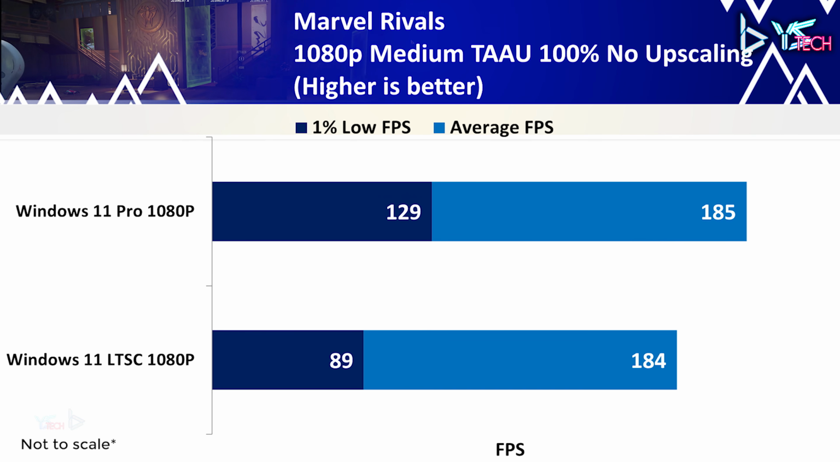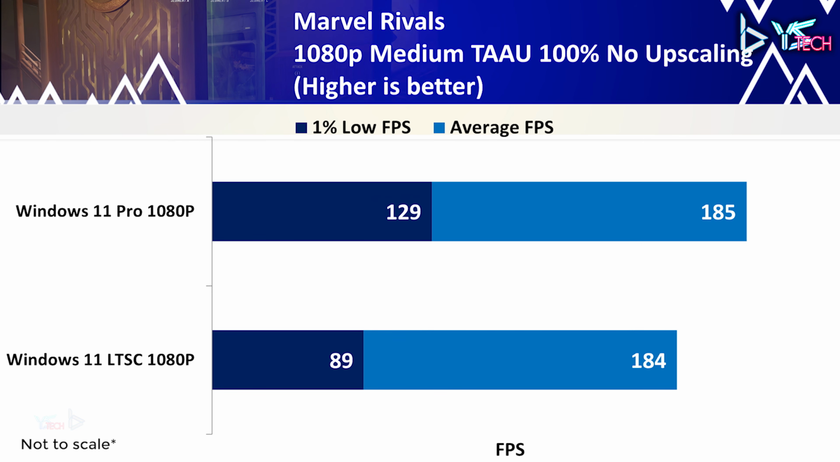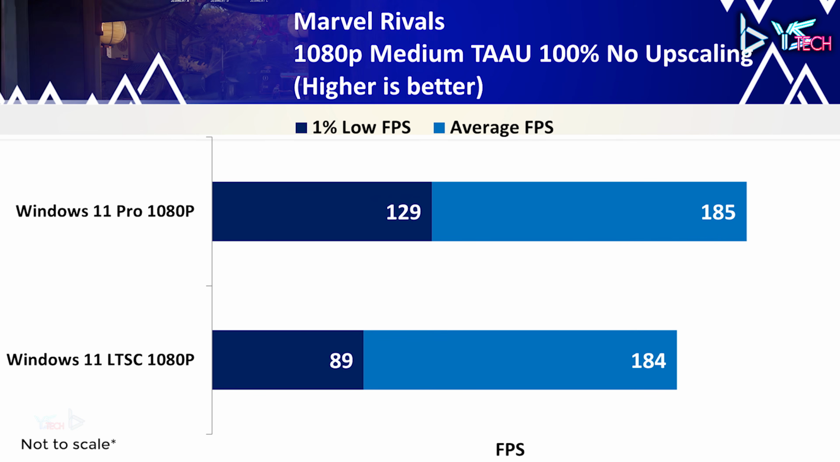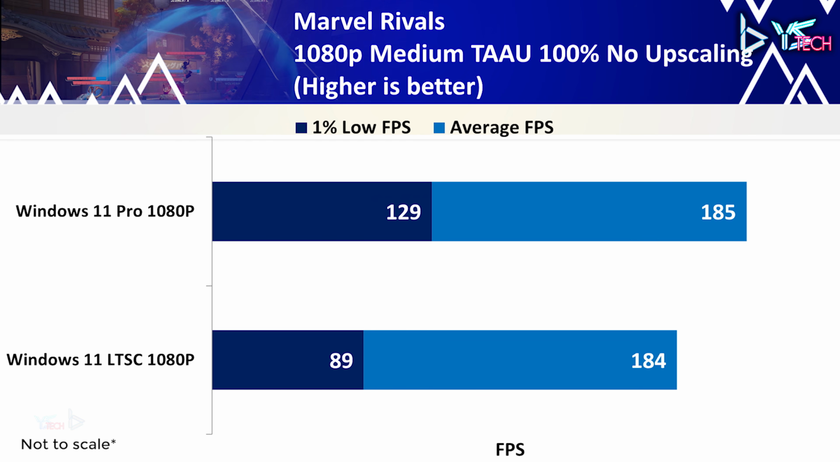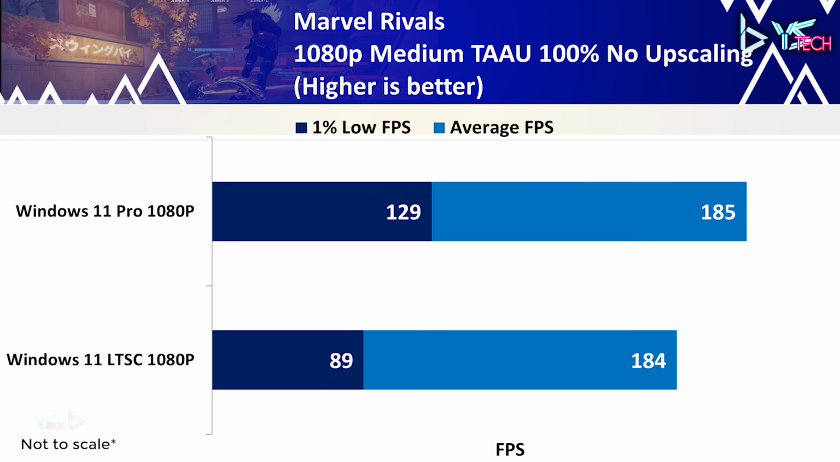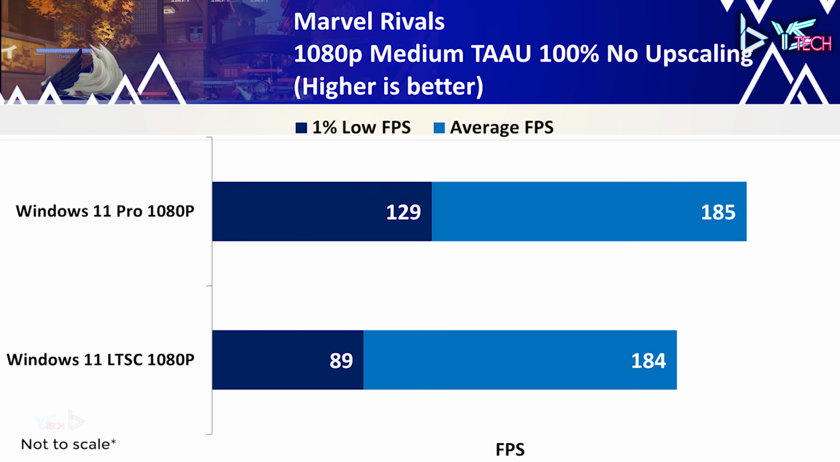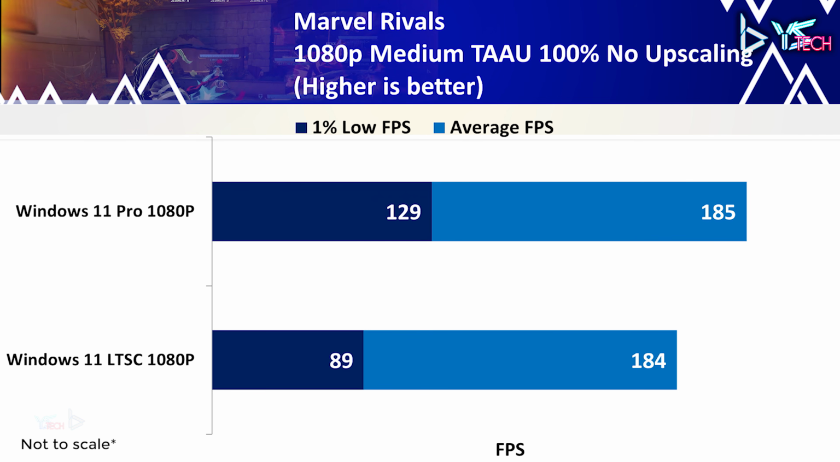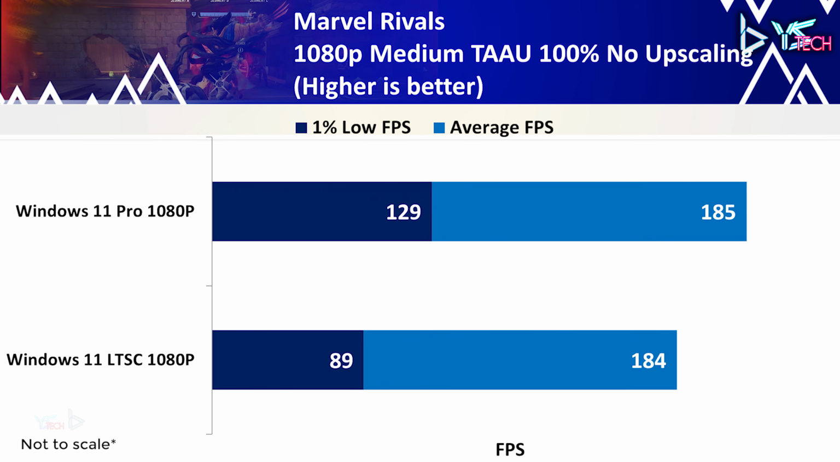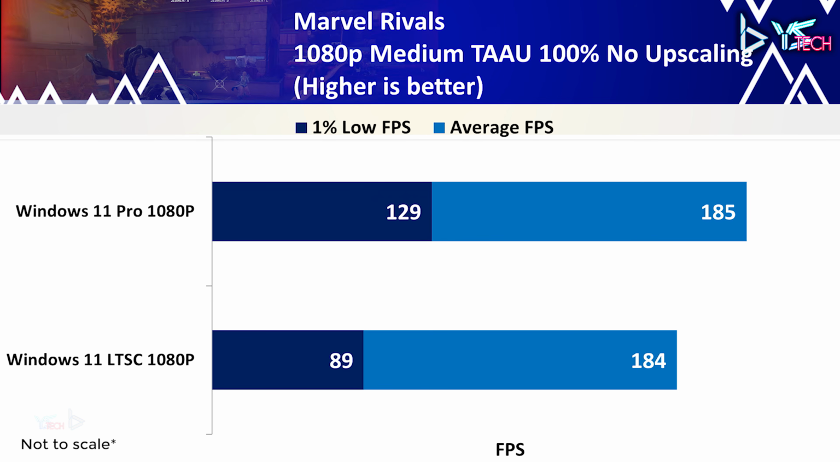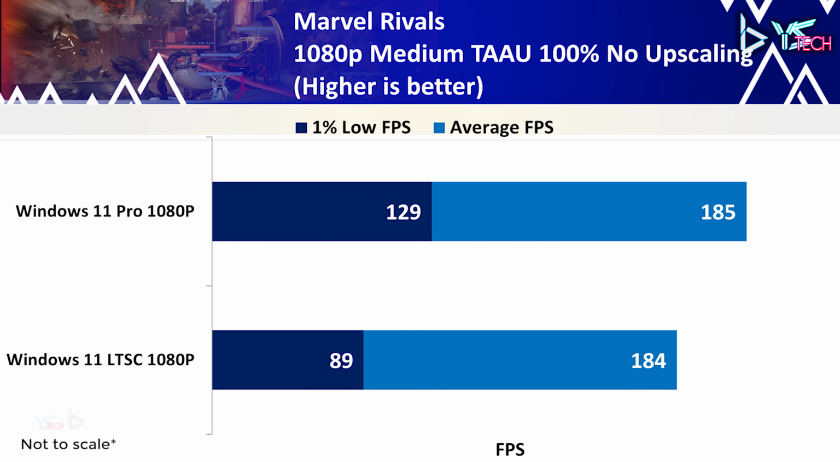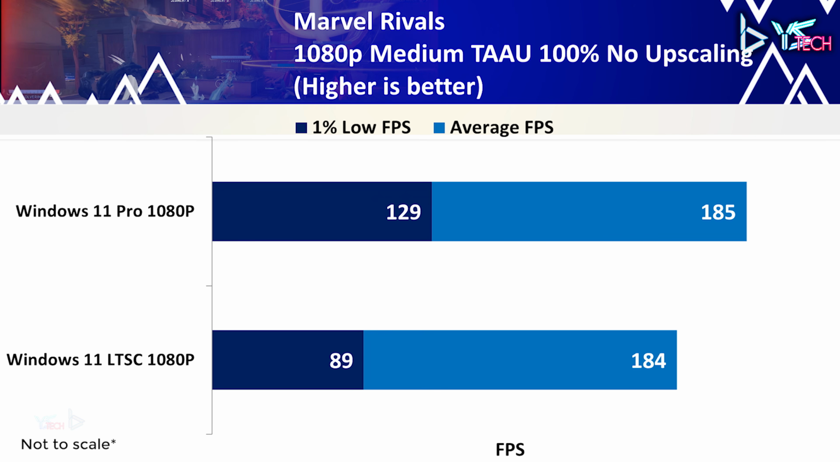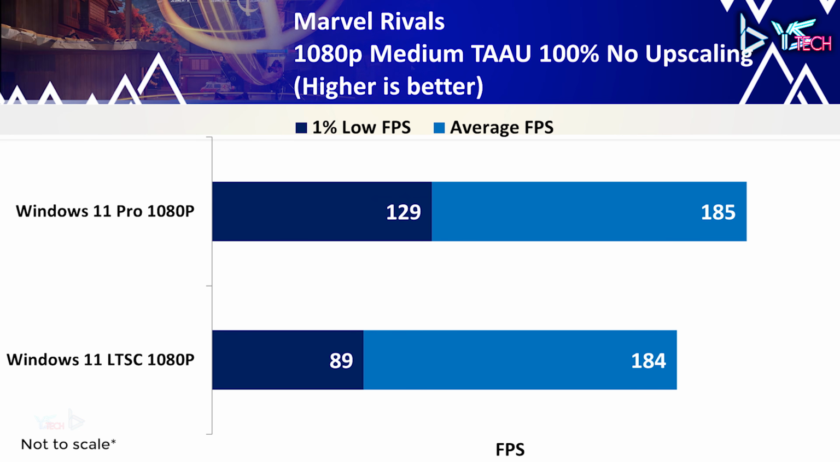Our next game is Marvel Rivals, and I found this one a little bit interesting to see how it worked out. Now we're using our medium settings on TAAU 100%, no upscaling, and we're using the in-game benchmark tool. As you can see, our 1% lows were significantly better on Windows 11 Pro compared to Windows 11 LTSC. We got 89 for LTSC and 129 for Windows 11 Pro.